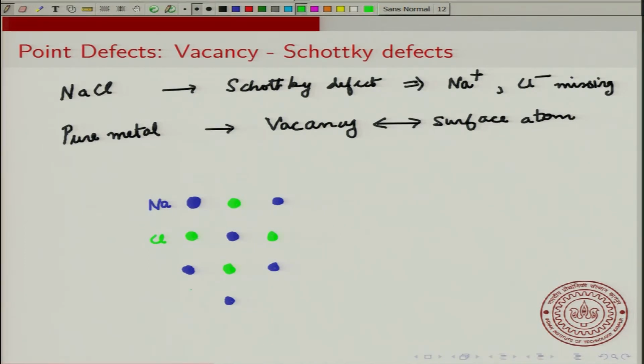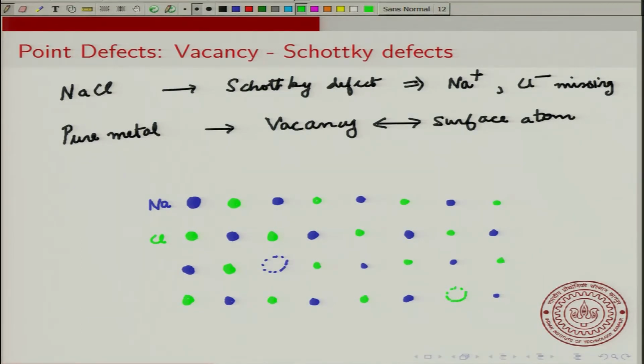If you extend this in all directions, you will get the sodium chloride structure, the rock salt structure. Now, say this sodium is missing, and some chloride a little far away is also missing. So, this missing sodium and this missing chloride pair would form a Schottky defect.